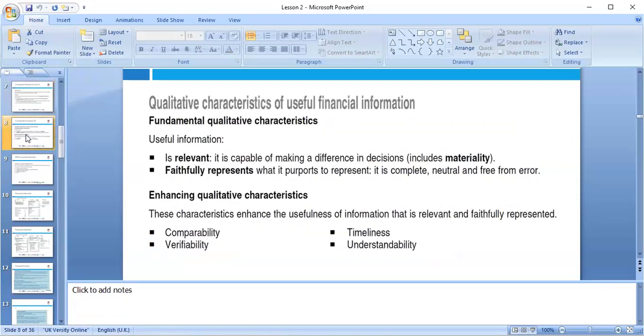We mentioned the qualitative characteristics in the previous lesson: information needs to be relevant, and financial statements should be comparable, timely, and verifiable. We can verify what we are saying in the financial statements.